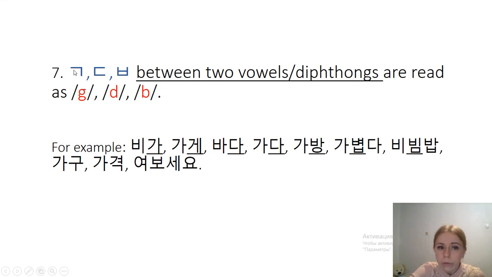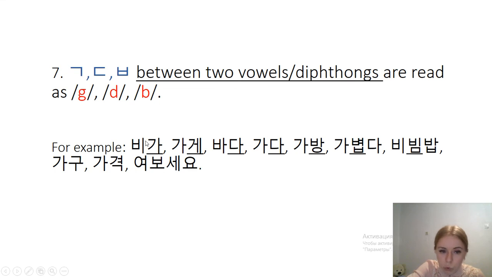These letters between two vowels or between two diphthongs are read like g, d, b. Not k, t, p, but g, d, b. Only between two vowels or diphthongs, or between vowel and diphthong. Okay, we have such examples. 비가, 가게, 바다, 가다, 가방, 가볍다, bibimbap, and so on. Let's look through all of them.